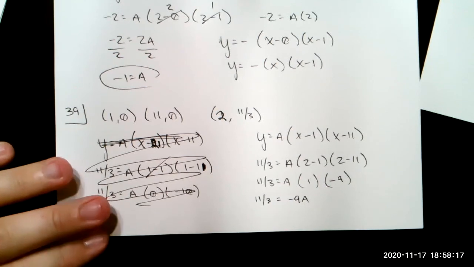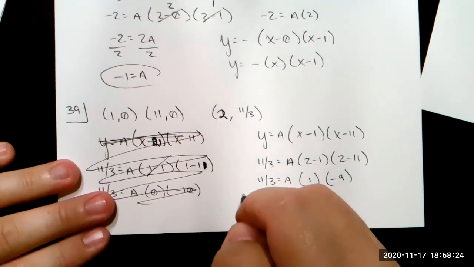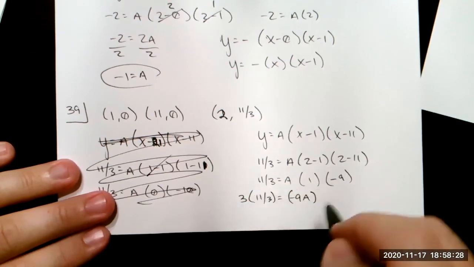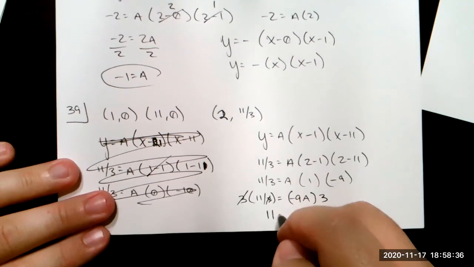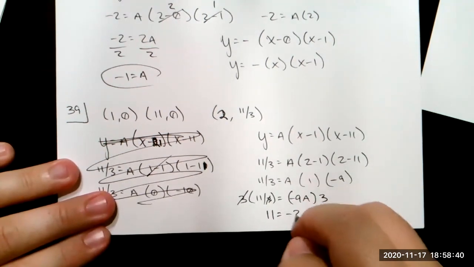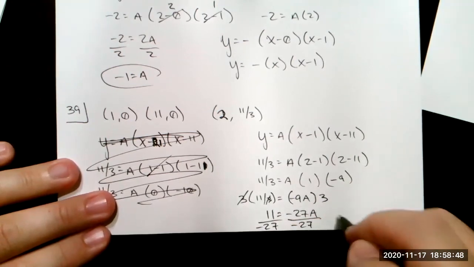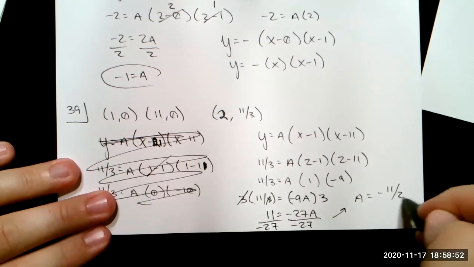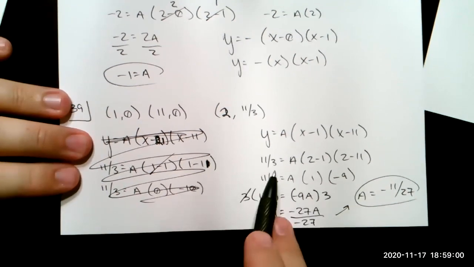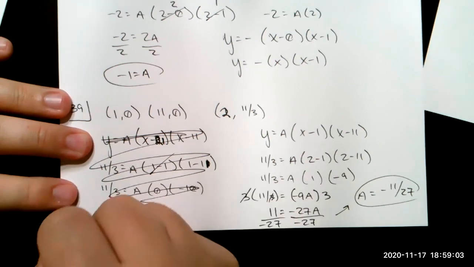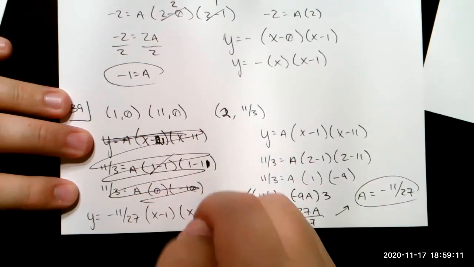A couple ways you could do this. I think the easiest way, because people aren't used to dealing with fractions, is this: this is 11/3, so I can multiply both sides by 3, and that'll get rid of my fraction. So 3 times 11/3, those 3's cancel each other out, and I'm left with just 11. Negative 9 times 3 is negative 27. Now I can divide both sides by negative 27, and I end up with a equals negative 11/27. So my final answer, I'll write this down here: y equals negative 11/27 times (x minus 1)(x minus 11).